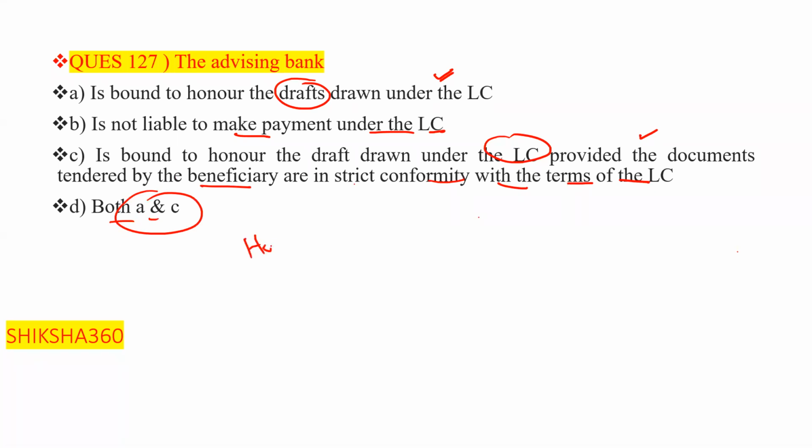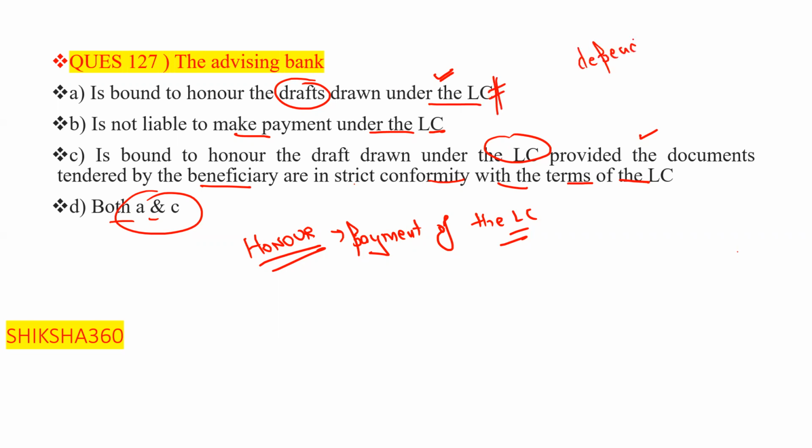What is the meaning of honor here? We know that honor means the payment of the LC. So does the advising bank have the responsibility to honor the LC or not? Please tell fast. Option one says that the advising bank is bound to honor the drafts drawn under the LC. It depends upon the terms and conditions of the LC, clear. If they are mentioning that this is a reimbursing bank, then it is a different thing.